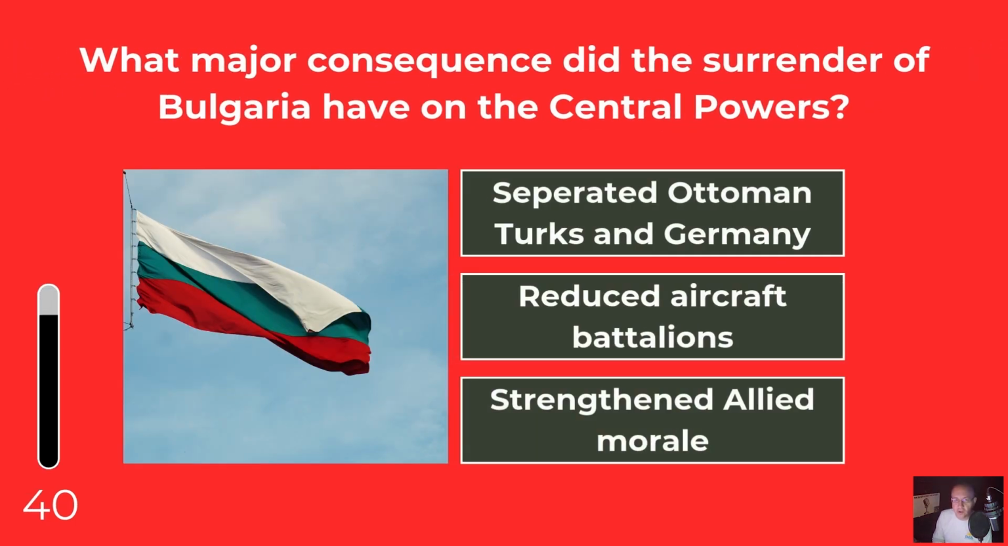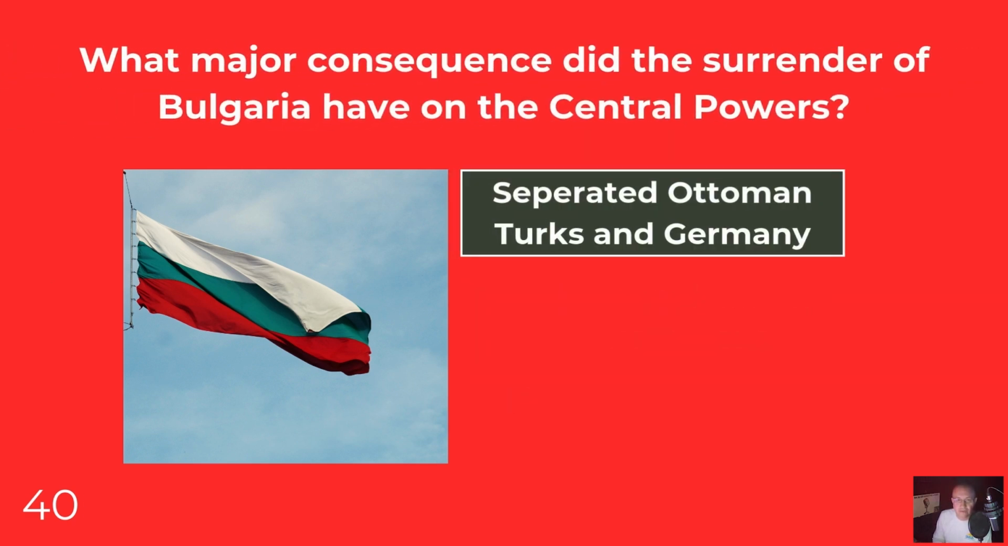What major consequences did the surrender of Bulgaria have on the Central Powers? Did it separate Ottoman Turks in Germany, reduce aircraft battalions, or strengthen Allied morale? It separated Ottoman Turks and Germany.